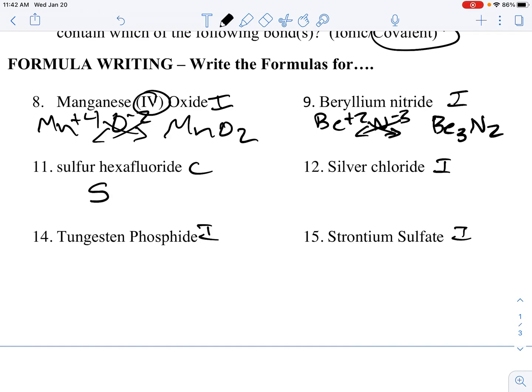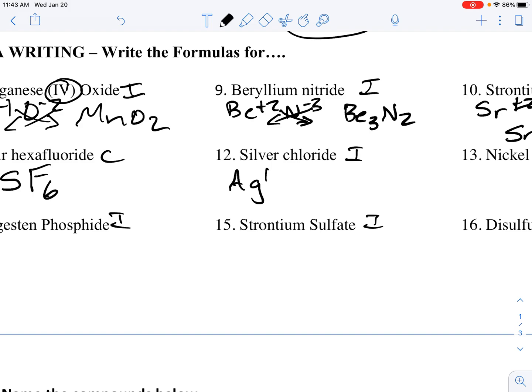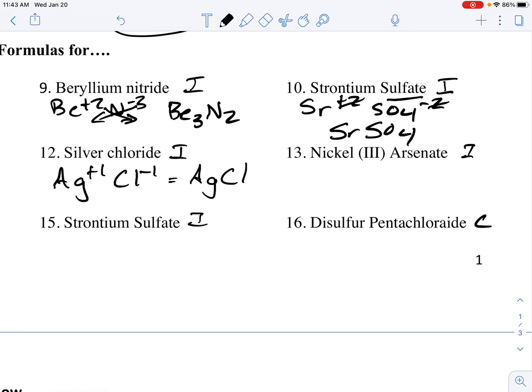Sulfur hexafluoride, no prefix tells me I have 1 S. Hexafluoride means 6 Fs. Silver is Ag +1, Cl -1. I crisscross them, I just get AgCl, like charges cancel. Nickel is Ni, it's a +3. Arsenate is AsO4 with a -3 charge. Like charges cancel, I just get NiAsO4.